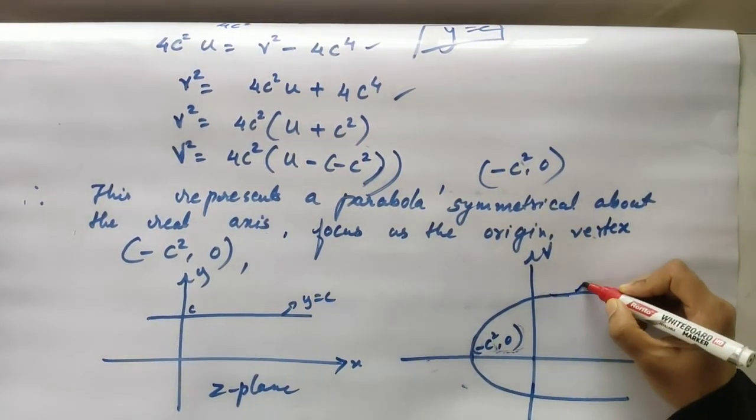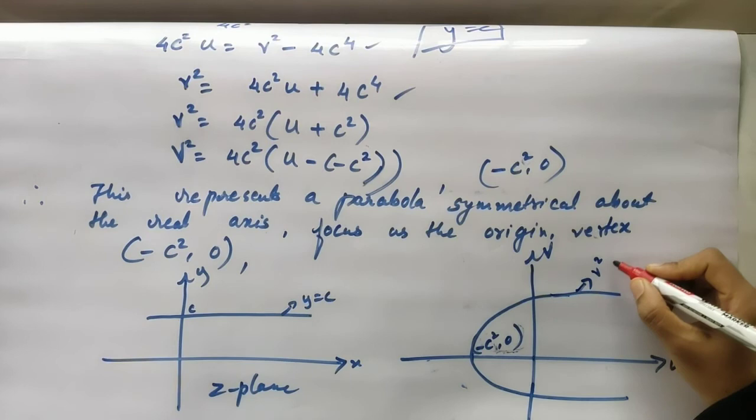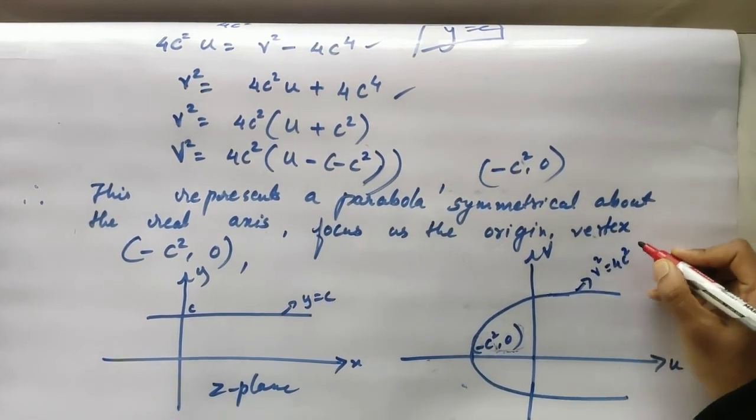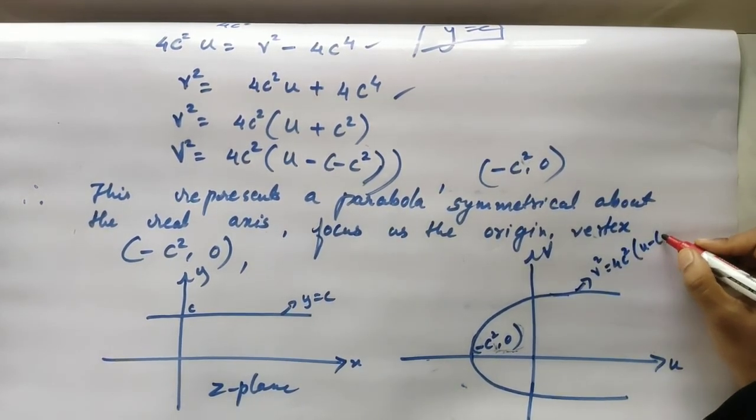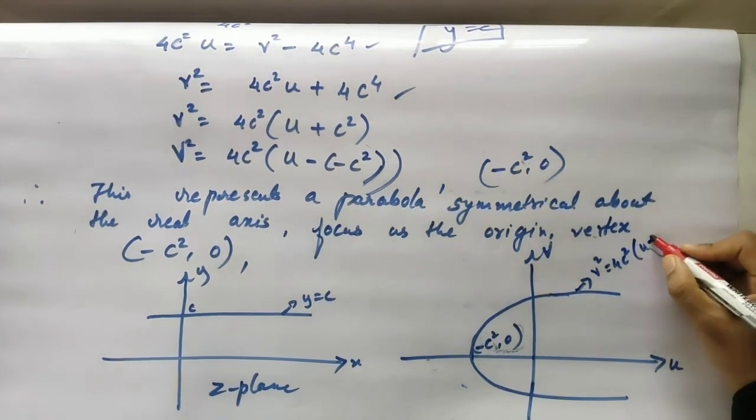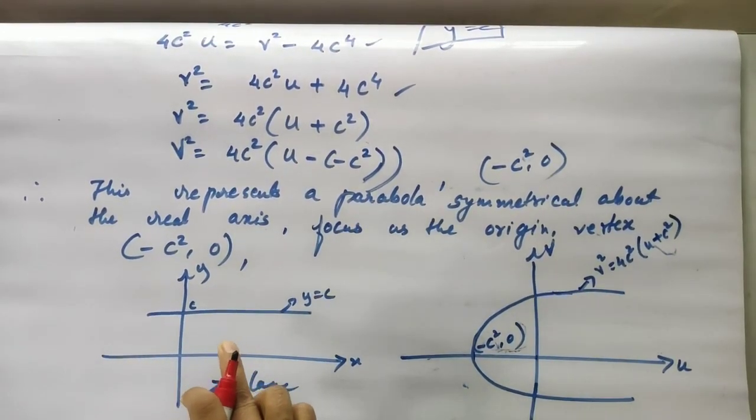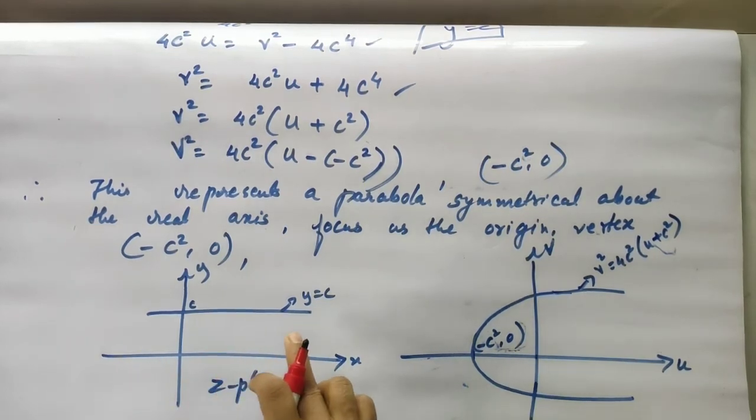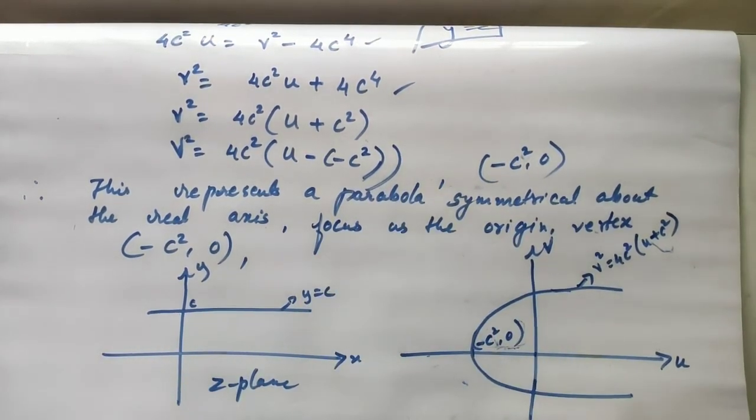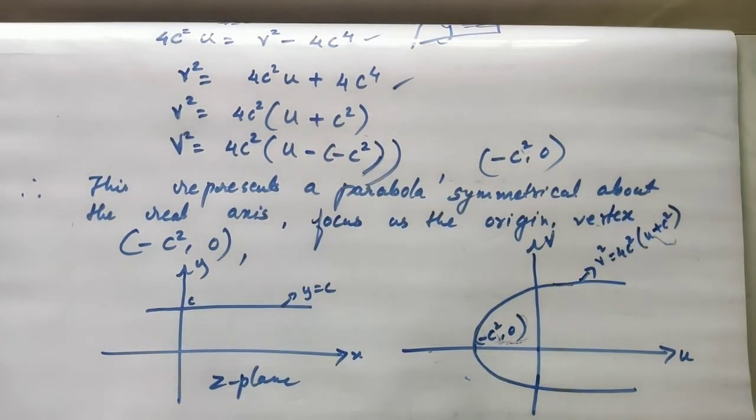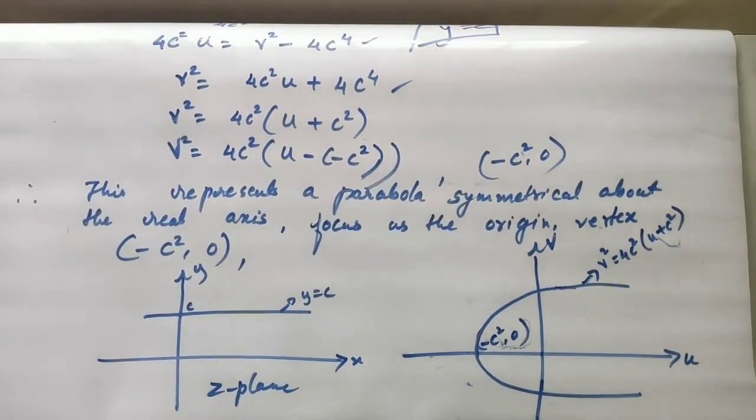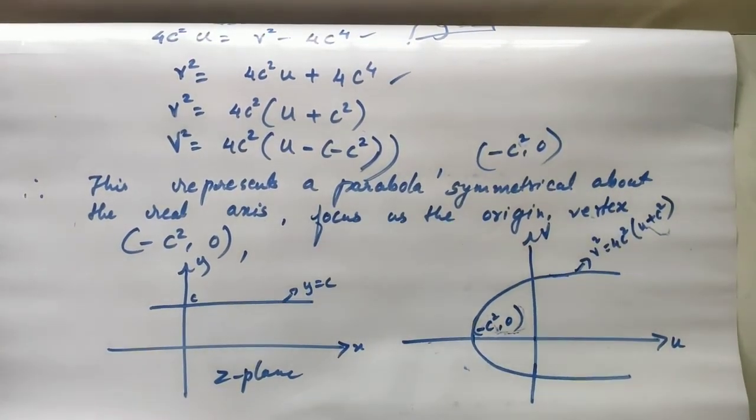So this equation is nothing but v square is equal to 4c square into u minus of minus c square, or I can directly write u plus c square over here. So the line of the z plane y is equal to c is transformed to a parabola like this. I hope this is clear. Let us continue with one more of the discussion.